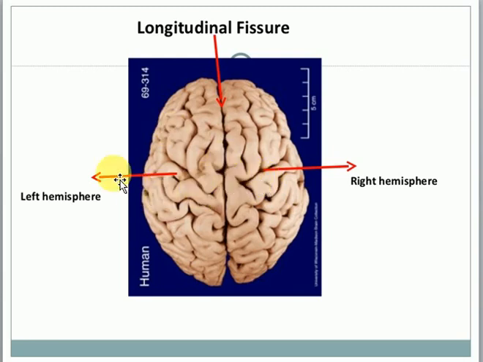Now, the left side of the brain controls the right side of the body, and the right side of the brain controls the left side of the body. They communicate because of the neurons, because the nervous system in the brain works because of the neurons. If there is no neuron, no communication will take place.